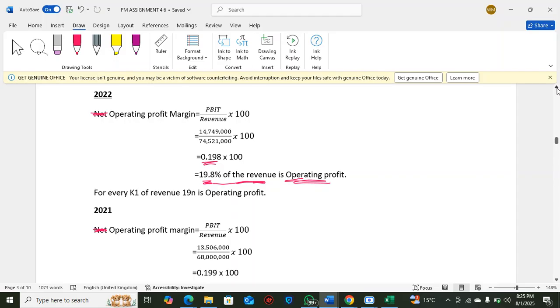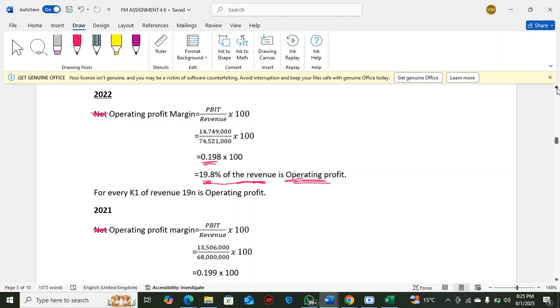Okay, just like the gross profit, we can also see here the operating profit margin is also still stagnant. Okay, 19.8 and 19.9%. Basically, if we round them off, both of them are 20%. So there's still no change in this company. There's still little change in terms of operating profit margin.